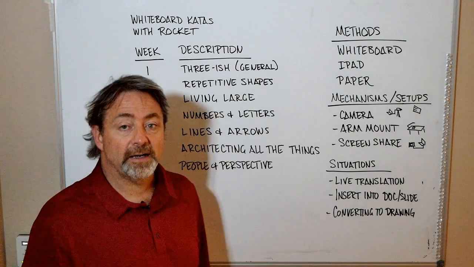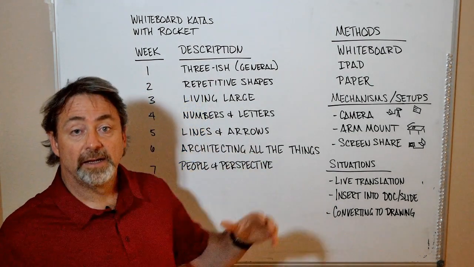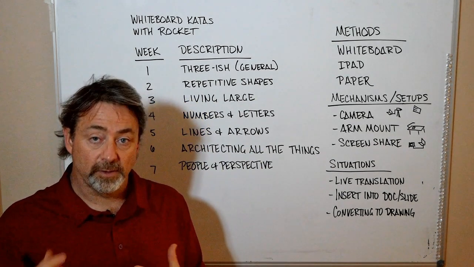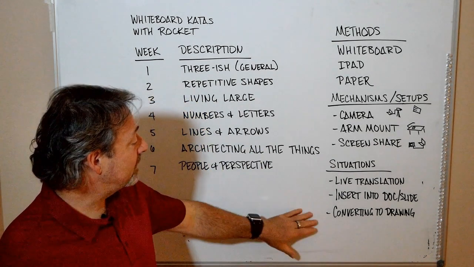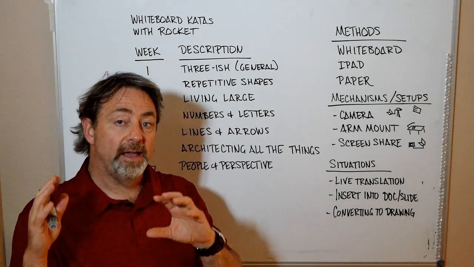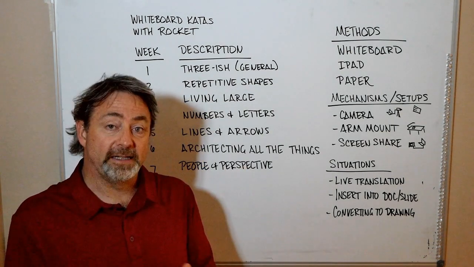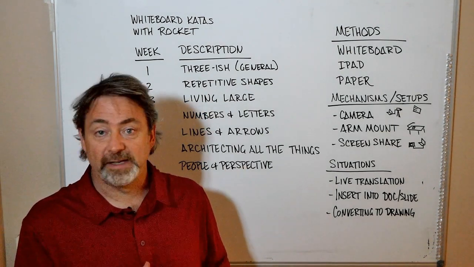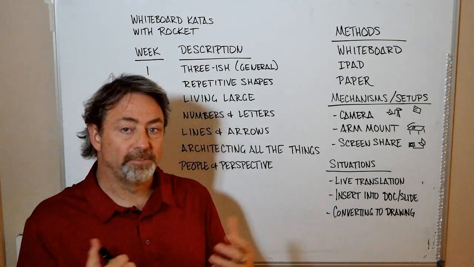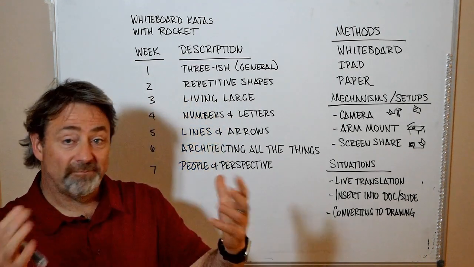Inserting into a doc and a slide. I have several techniques in which I could take a picture like this, turn it into something that looks really nice on a slide or in a document. And then lastly, how do I take something that I've drawn and convert it either wholeheartedly or hybridly to a drawing using Lucidchart or Draw.io or Visio or anything like that, or even PowerPoint is an effective way to do it.